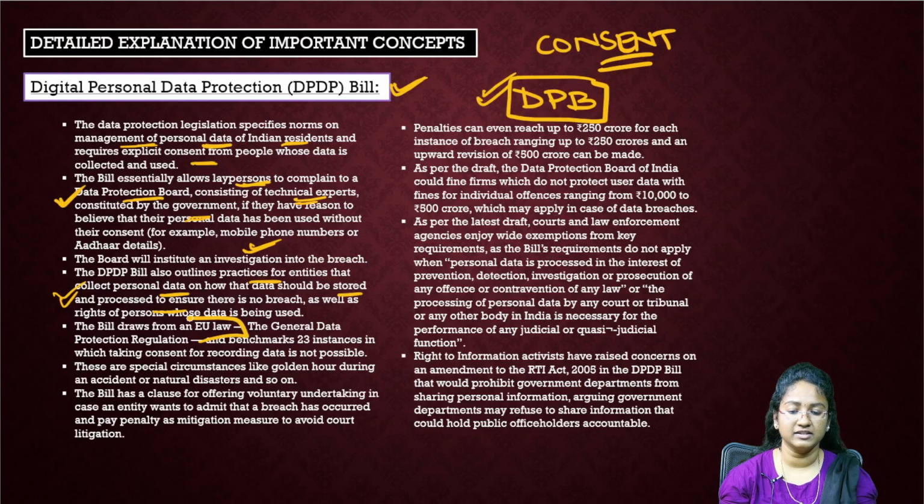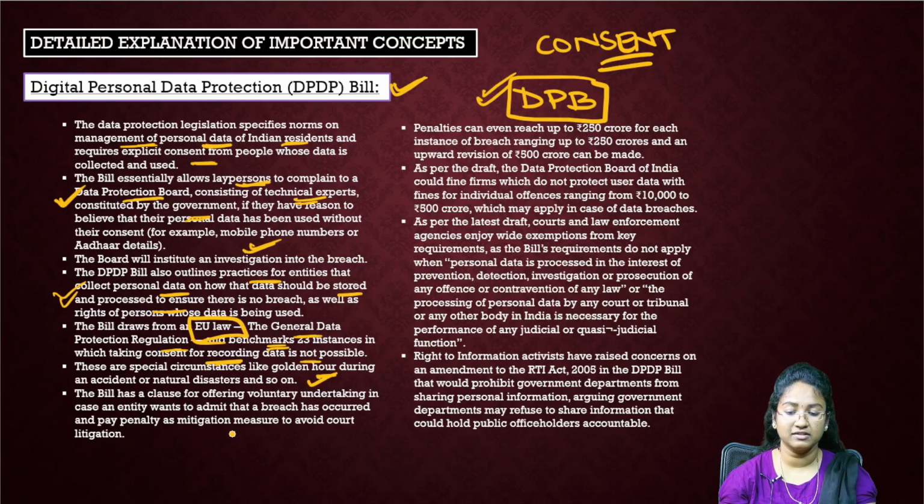And we were inspired by the EU law, that is the General Data Protection Regulation, right? And it has also given some benchmarks of 23 instances in which taking consent for recording data is not possible, right? In some special circumstances, taking this data may not be possible, like for example the golden hour during an accident or natural disasters, etc. So these are some special circumstances where recording the data is not possible.